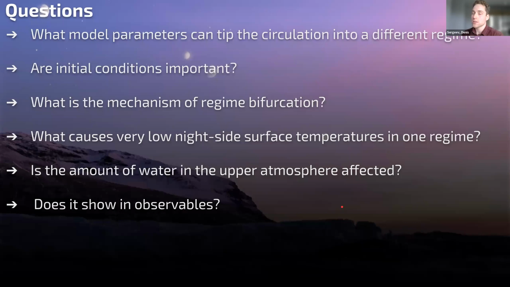So the questions I'm trying to answer in this study are the following. What model parameters, what GCM parameters, can tip the atmospheric circulation into one regime or another? Are initial conditions important for these kinds of simulations? What is the mechanism of regime bifurcation? What causes very low night-side surface temperature in one of the regimes? And is the amount of water vapor and clouds in the upper atmosphere affected by regime transition, and how, and does it show in observables such as the transmission spectrum?